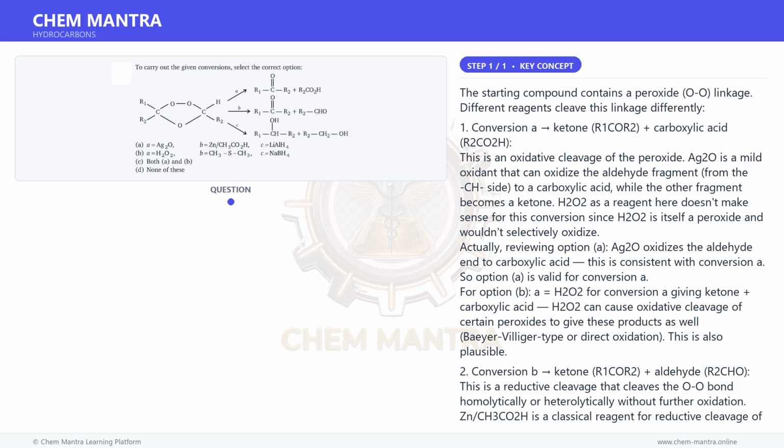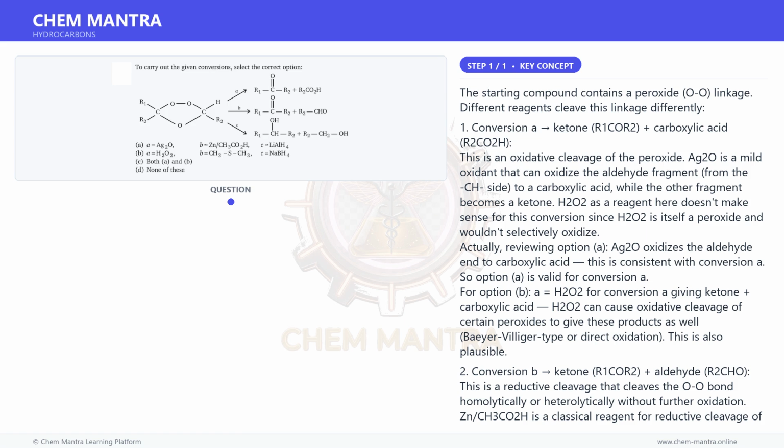1. Conversion A: ketone R1COR2 plus carboxylic acid R2CO2H. This is an oxidative cleavage of the peroxide. Ag2O is a mild oxidant that can oxidize the aldehyde fragment from the CH side to a carboxylic acid, while the other fragment becomes a ketone.